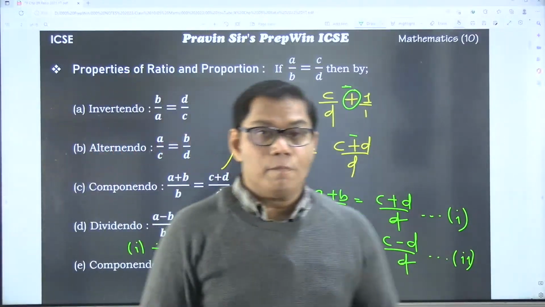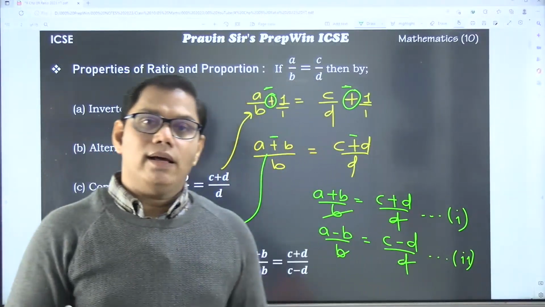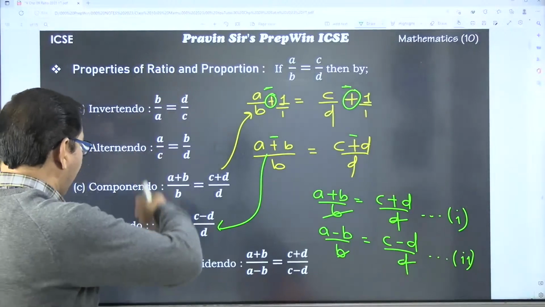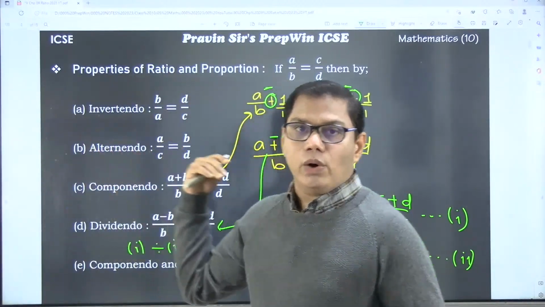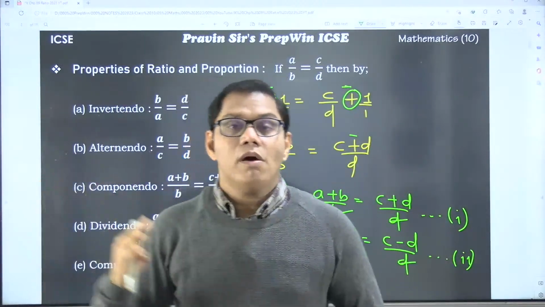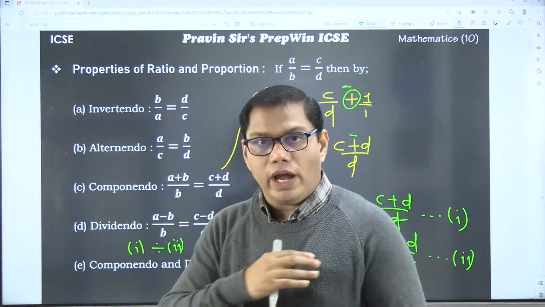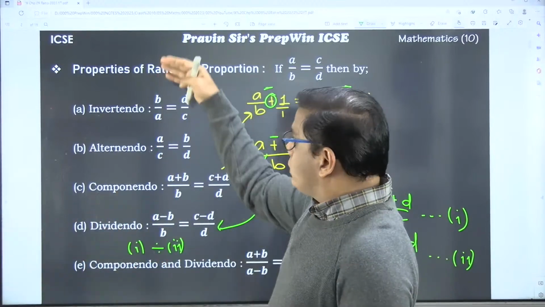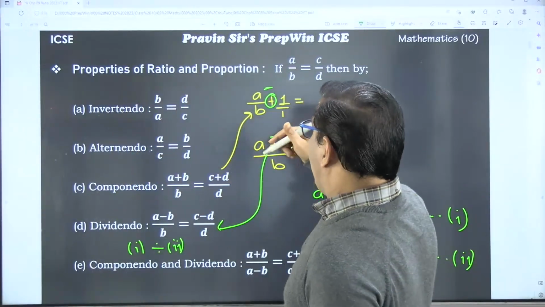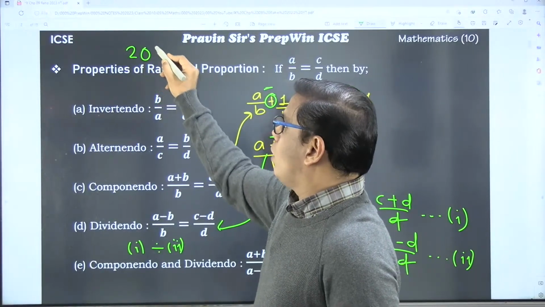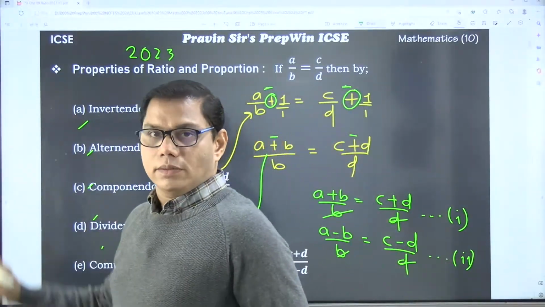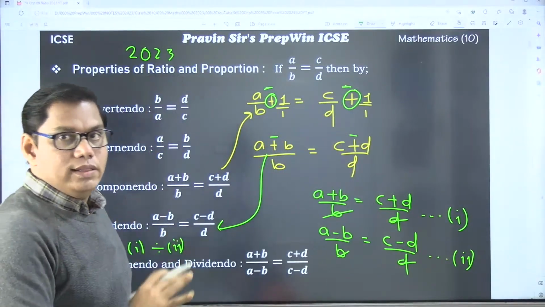upon these properties. In your textbook, you will see that there are certain numericals which depend upon properties other than these 5 properties. That is invertendo, alternando, componendo, dividendo, and lastly componendo and dividendo. But all the parts of your textbook which do not depend upon these properties have been eliminated. For the examination to be conducted in 2023, from ratio, what you have is only these 5 properties.